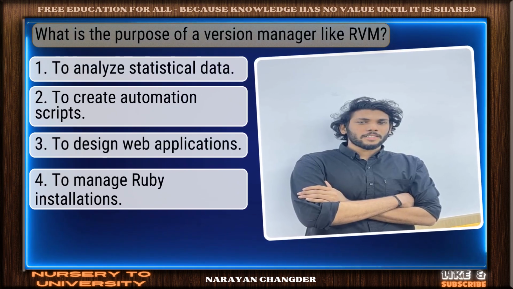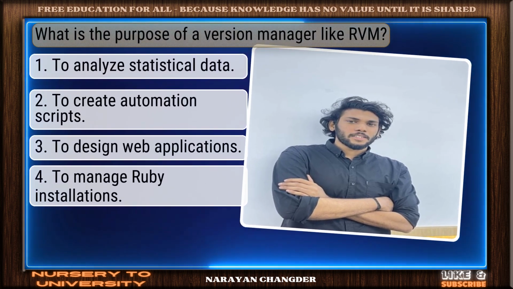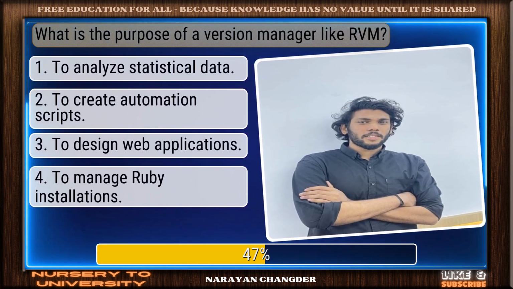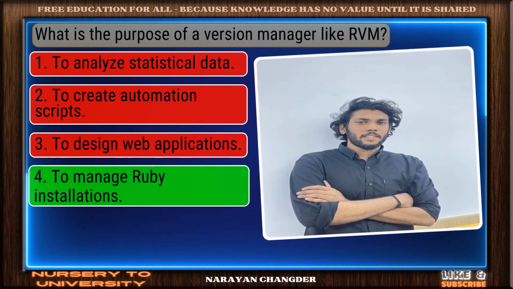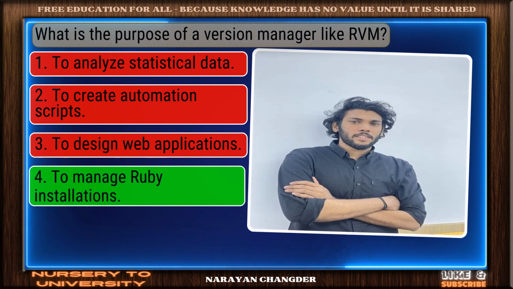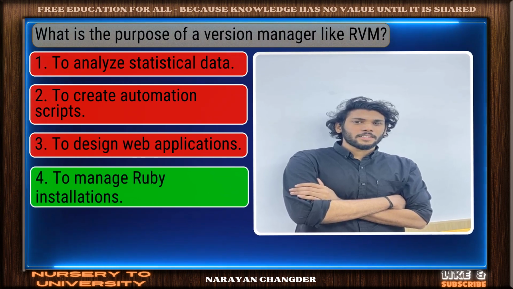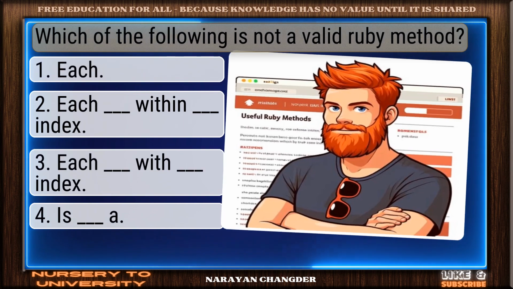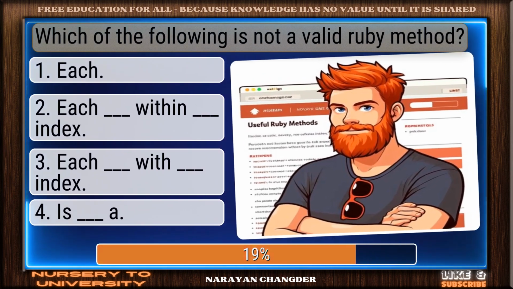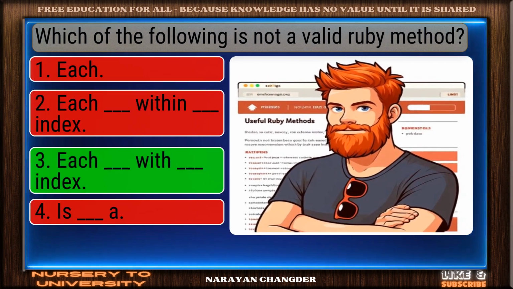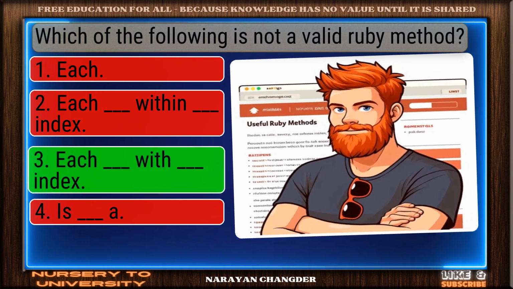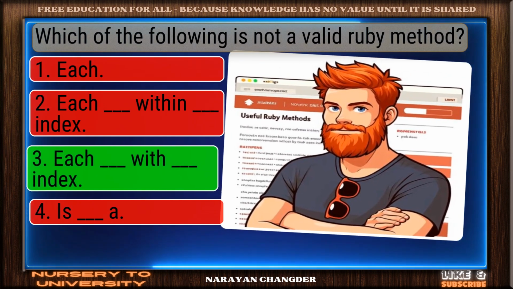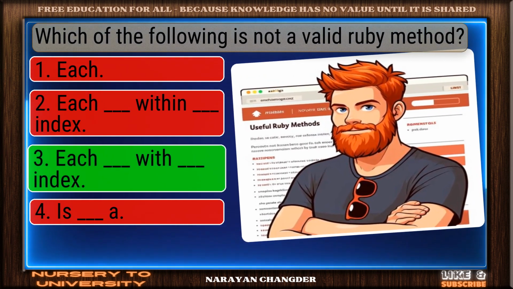Question number 15. What is the purpose of a version manager like RVM? Exactly. To manage Ruby installations makes sense, and it is the right choice. Question number 16. Which of the following is not a valid Ruby method? Great job. each_with_index is not valid, and that is the accurate answer.